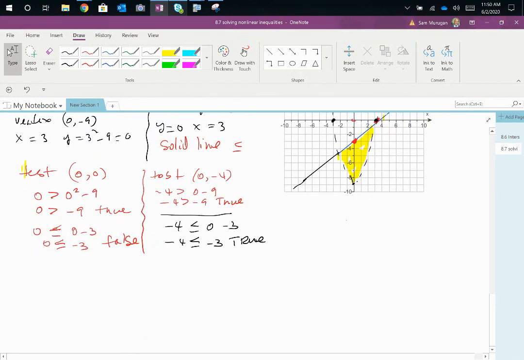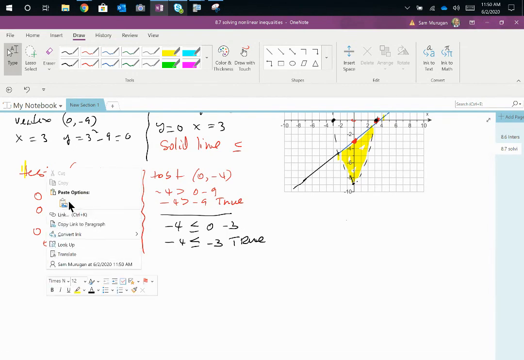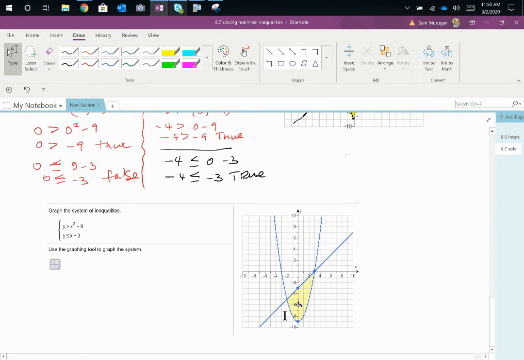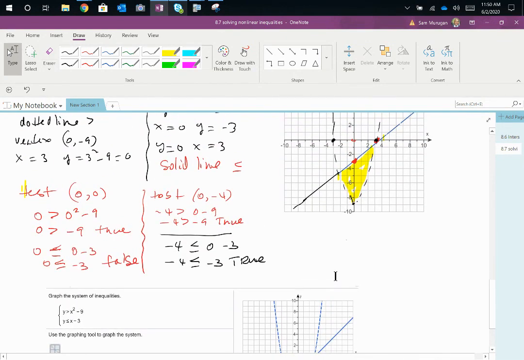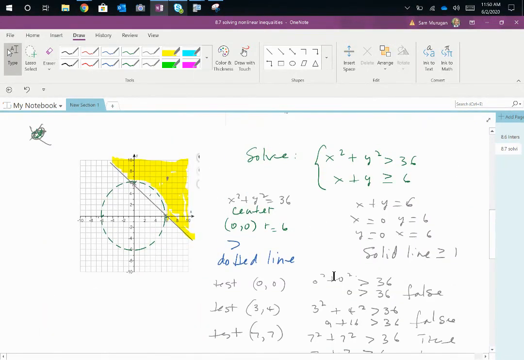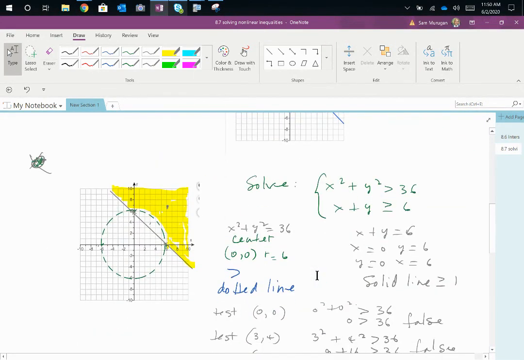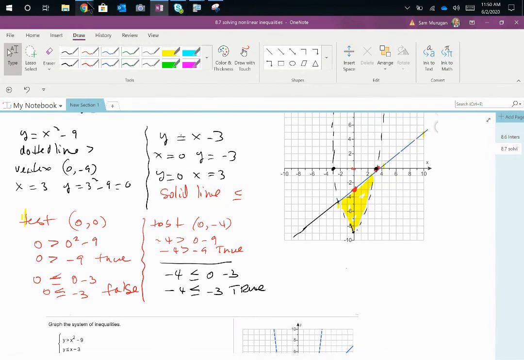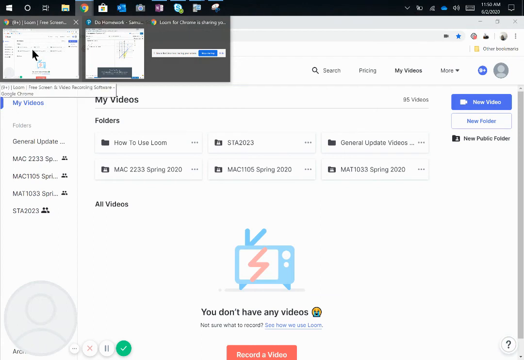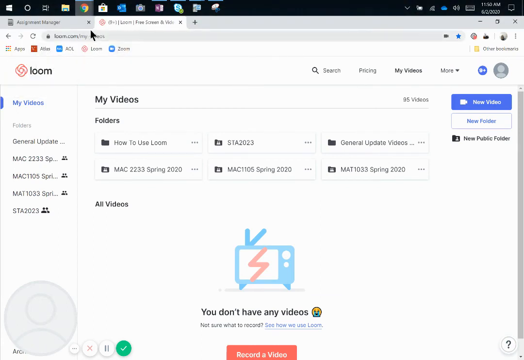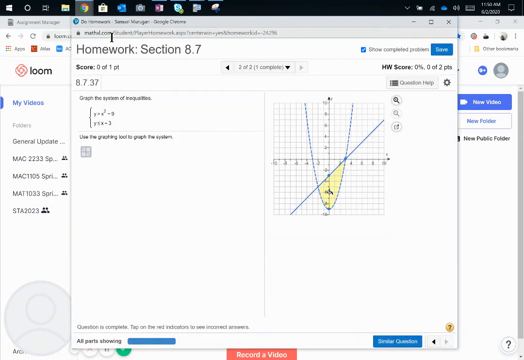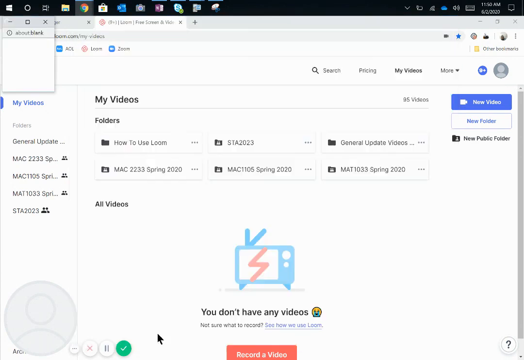Okay, I went ahead and did this question in my lab and noticed the dotted line and so on. All right, only 2 questions in the section. I actually did 3 examples for you, but there are only two problems in the section, one with the circle and one with the parabola. Go ahead and close this.